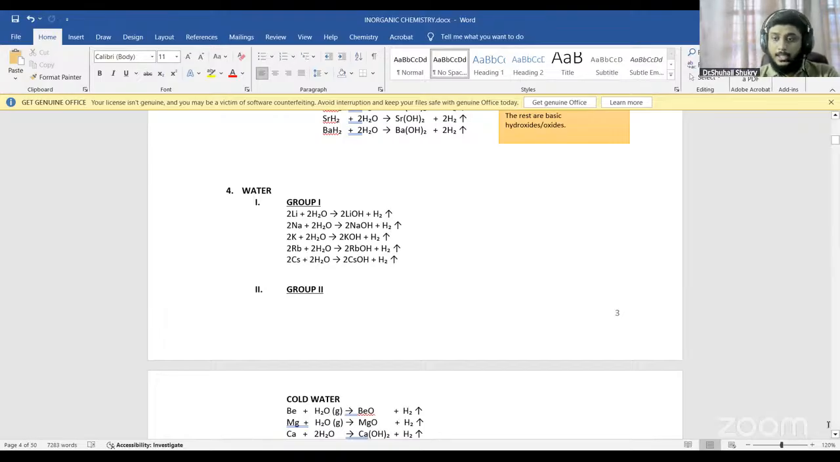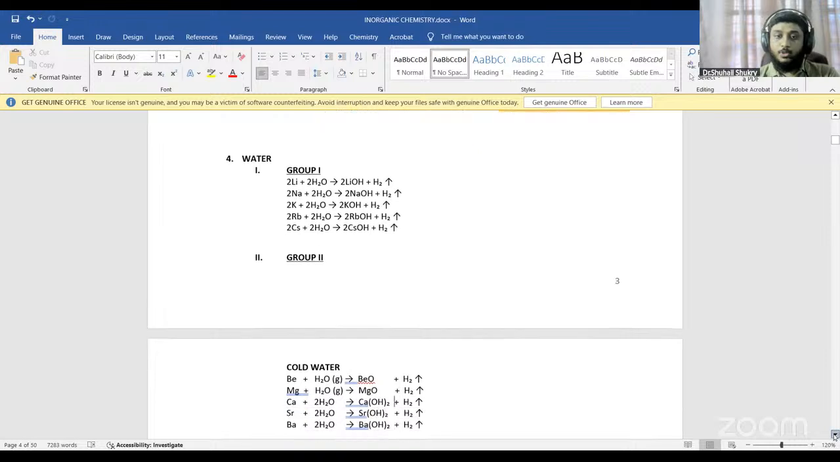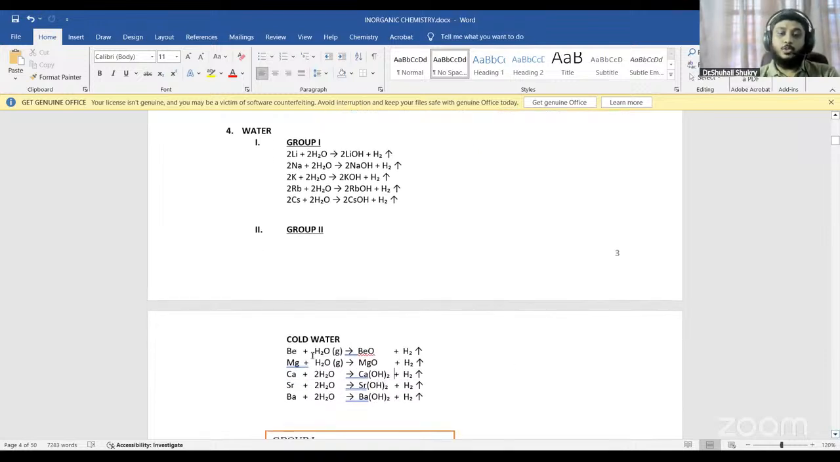Right? But the problem is group 2 people. Normally group 2, beryllium, doesn't want to react with cold water. It doesn't even want to react with hot water, because beryllium is a lazy person. Because beryllium didn't react with hydrogen, it doesn't react with water also. It reacts only with steam. Steam means a gas, no? Therefore, beryllium oxide and hydrogen.